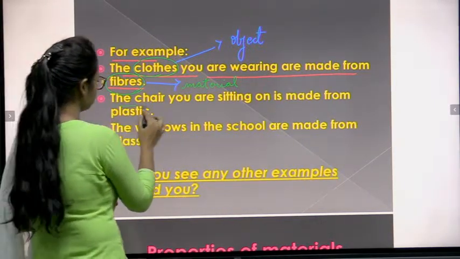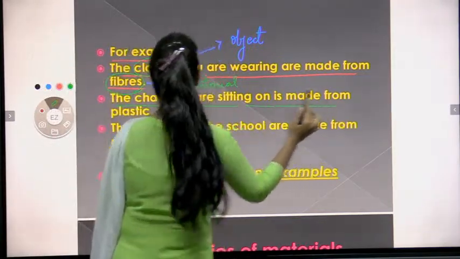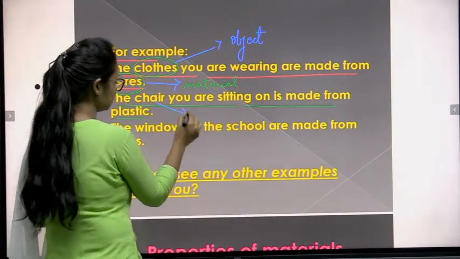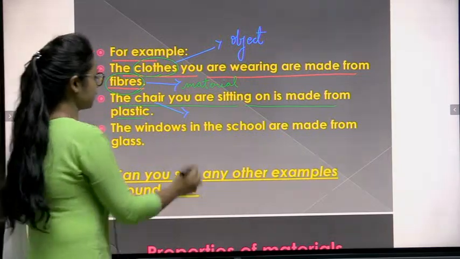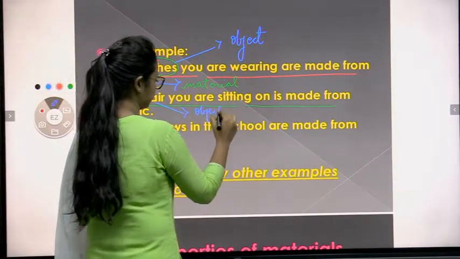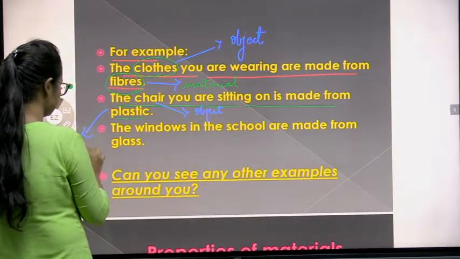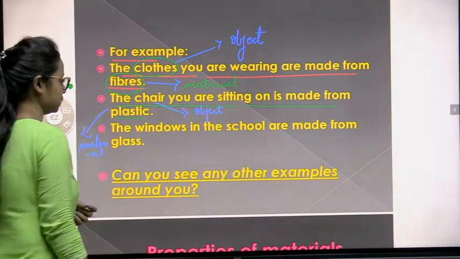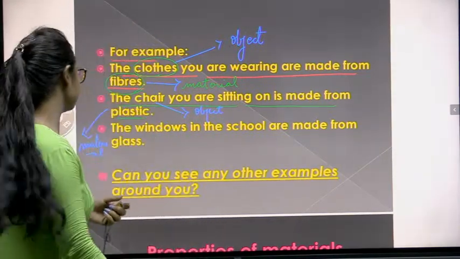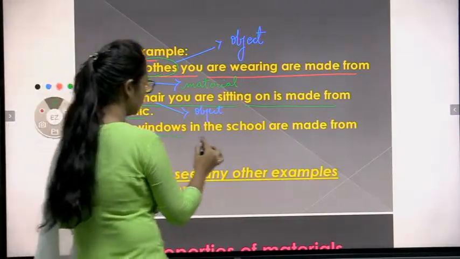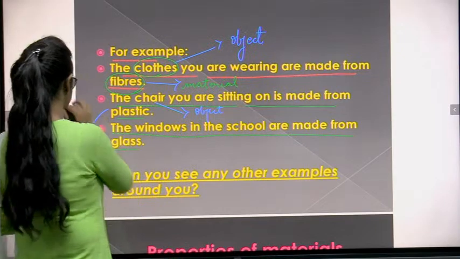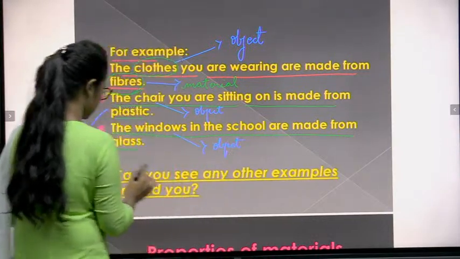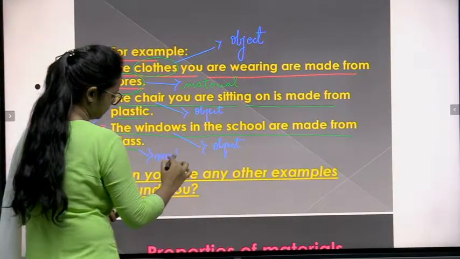Next, the chair you are sitting on is made up of plastic. So this chair is an object and this plastic is a material. Clear, all of you? Next example, the windows in the school are made up of glass. So the window is an object and this glass is a material.